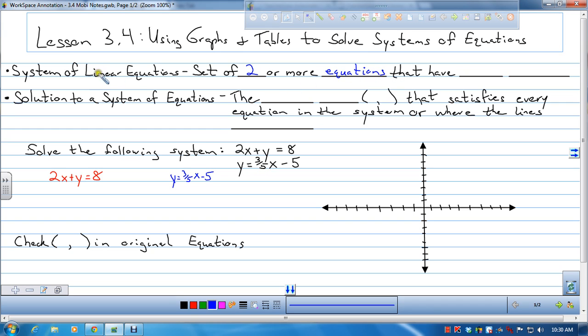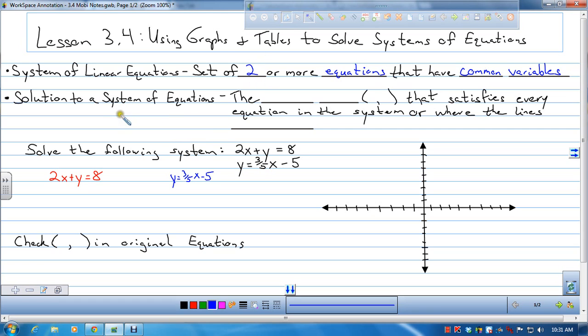And specifically, those are linear equations that are going to have common variables. So a system of linear equations simply means that they have common variables, meaning they'll have an x and a y in both of those equations, in those two or more.